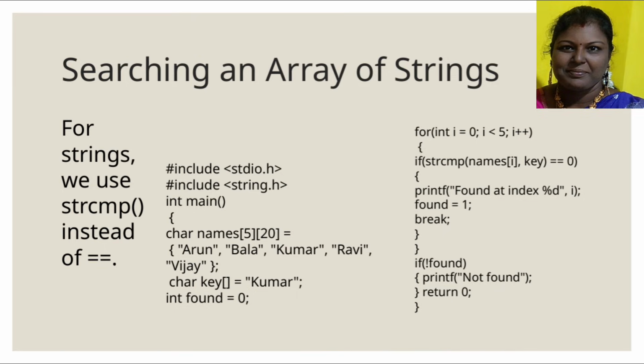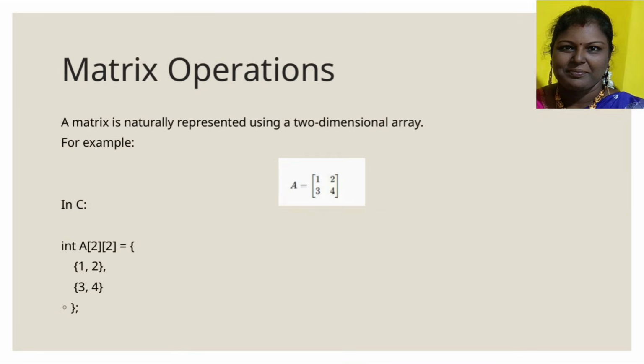When we talk about matrices in programming, the natural way to represent them is with a two-dimensional array. Think of it as a grid, rows and columns, just like a spreadsheet. For example, in the C language, you can declare a 2x2 matrix using nested braces. Each inner set represents a row, so here we have the numbers 1 and 2 in the first row, 3 and 4 in the second.